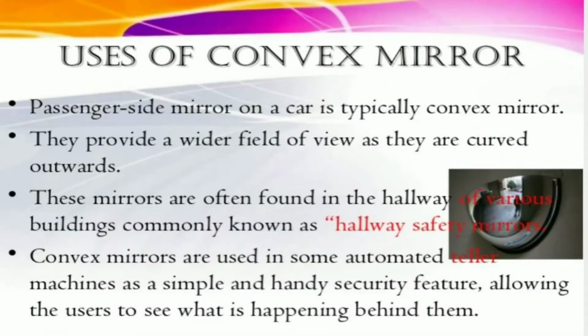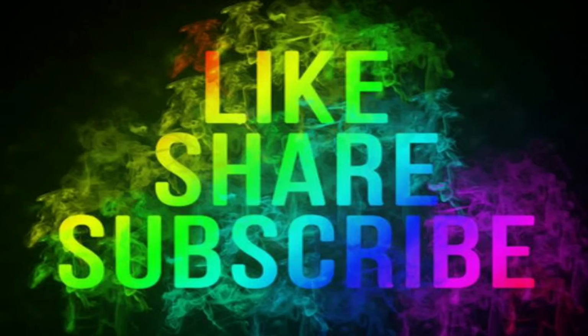Uses of the convex mirror. The passenger side mirror on a car is typically a convex mirror. They provide a wider field of view as they are curved outwards. These mirrors are often found in the hallways of various buildings, called hallway safety mirrors. Convex mirrors are used in some automated teller machines as a simple and handy security feature, allowing the users to see what is happening behind them.